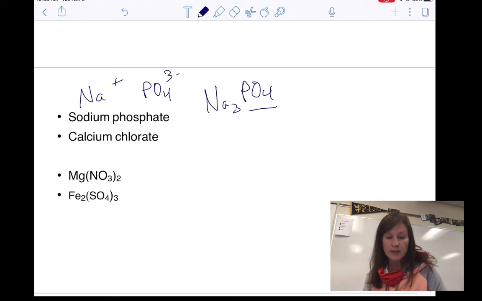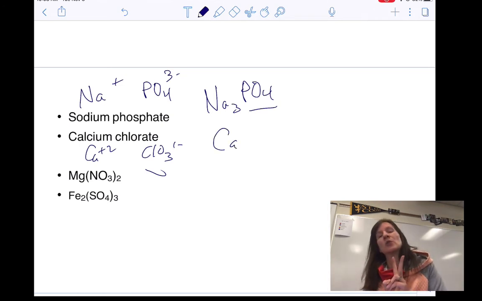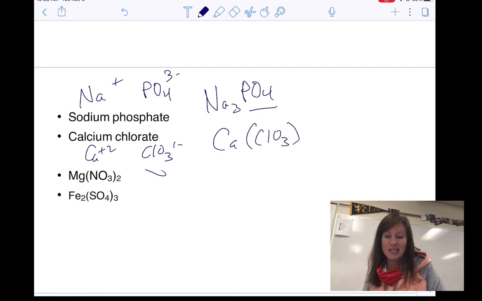Calcium is Ca and has a +2 charge based on the periodic table location. Chlorate, if I look at the back of my periodic table, is ClO3 and has a 1- charge. So looking at that, I need 1 calcium and 2 chlorates. The way we show that we need 2 of that entire group is we put it in parentheses and then put the subscript on the outside. That indicates I need this entire group 2 times.